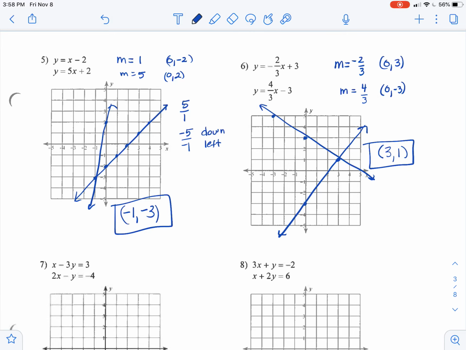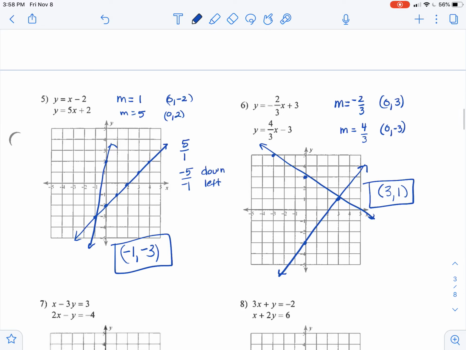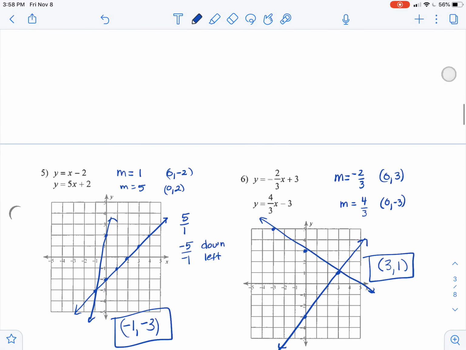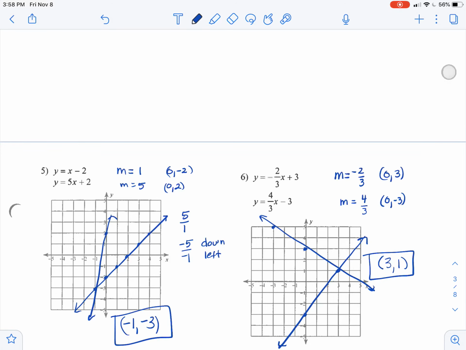Okay, now I'm going to take a minute here and I want to remind you of how to do a check. Okay, so I'm going to check number 6 and remind you how we do that because you will have to check one on the test at least. So if I am doing a check, let me just write this down. My answer is (3, 1).